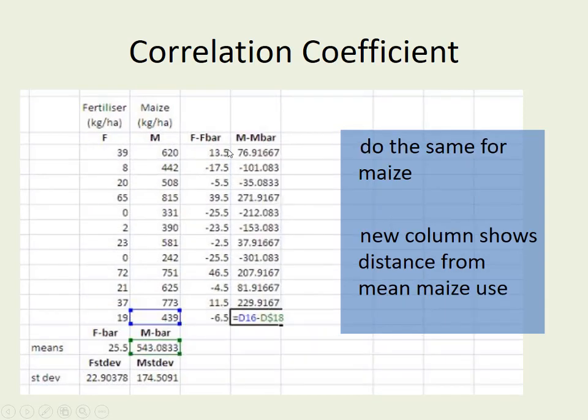Do the same thing for maize. So again, the positive ones here where it's above the average of 543. Negative ones is where it's below the average of 543. So calculate that for the whole column.